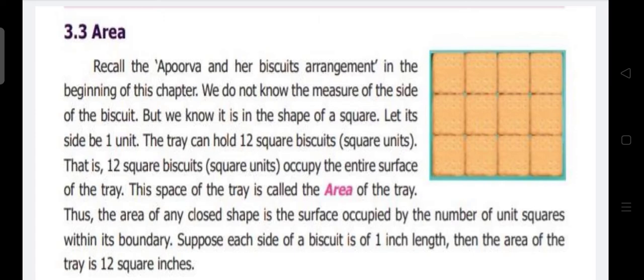Apoorva and her biscuit arrangements in the beginning. We do not know the measure of the side of the biscuit, but we know it is in the shape of a square. Let its side be 1 unit. Now we take one side as 1 unit.